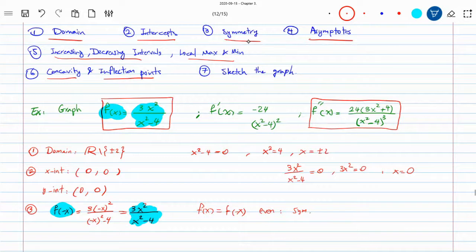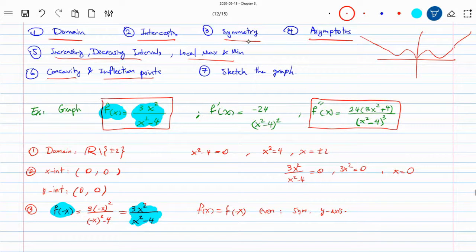about the y-axis. That means whenever you graph the function, if you graph the right-hand side, however it looks, exactly the same shape would appear on the left-hand side. You should have this symmetry.